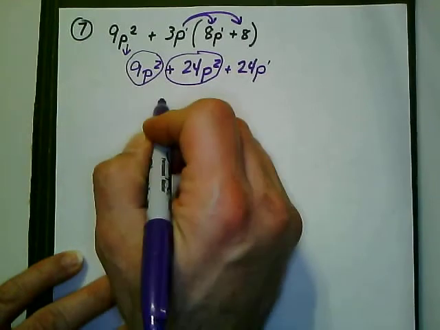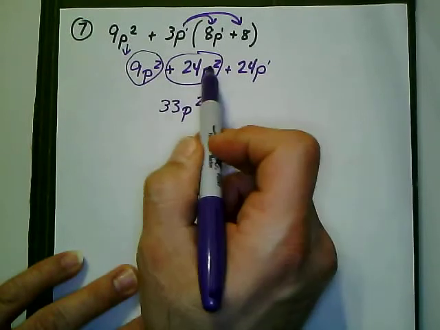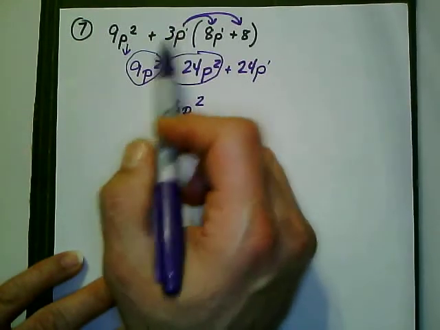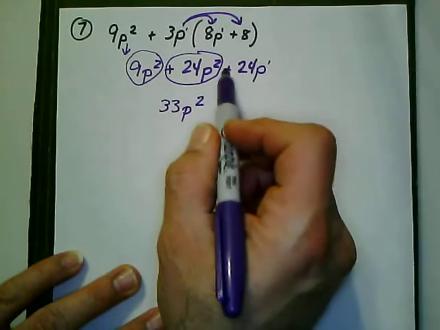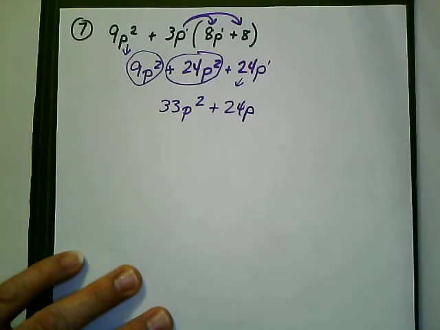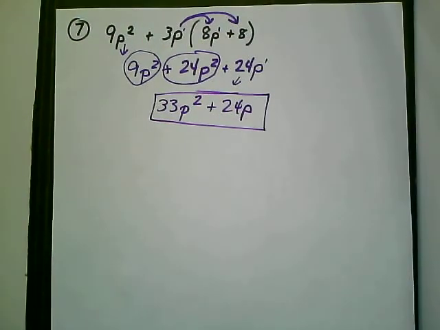So 9 plus 24 is 33p squared. We're not going to add the exponents because we're adding. When we multiply, we add the exponents. Then just simply bring down the 24p. Okay? There's our answer.